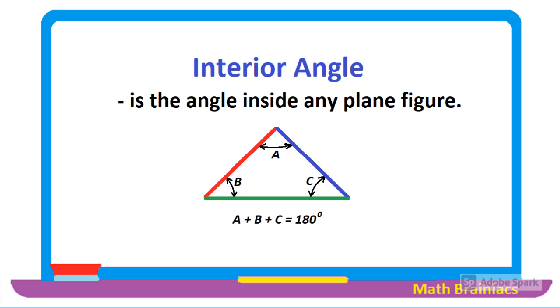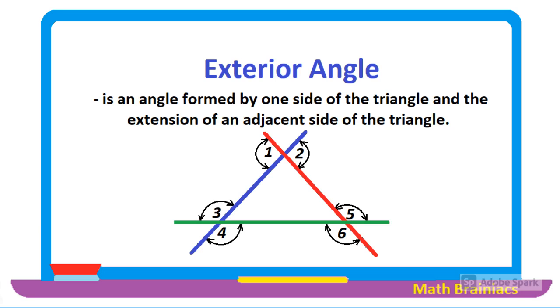I want you to remember this. The sum of all the interior angles of a triangle is equal to 180 degrees. While an exterior angle is an angle formed by one side of a triangle and the extension of an adjacent side of the triangle.